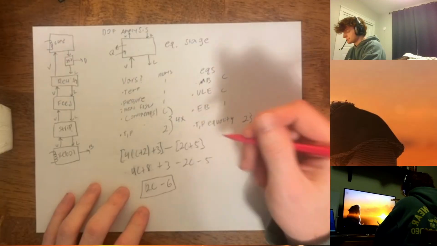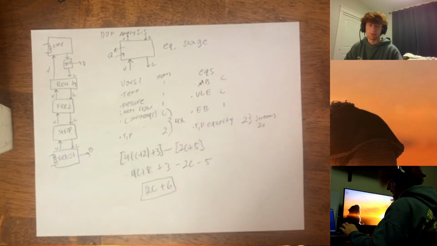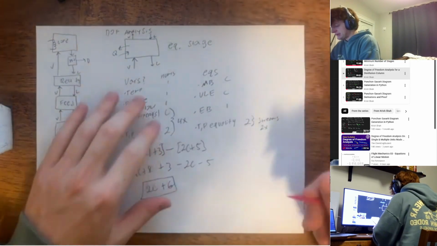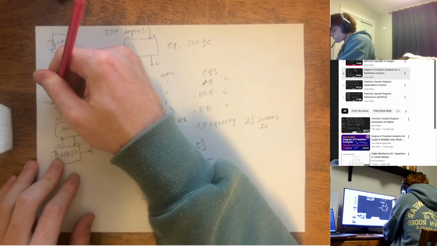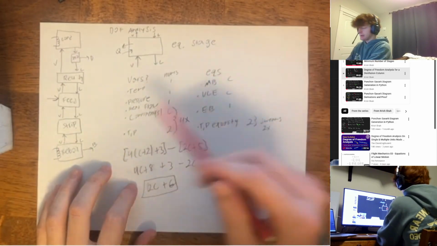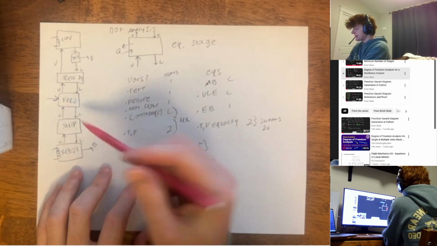Also, this should be plus 6 because there's 11 over here. So 2c plus 6. Okay, so the next one that we can do is the feed stage. So our feed stage is going to be right here. I forgot to add in our arrow right here. So the only difference between our equilibrium stage and our feed stage is our feed line coming in through here.